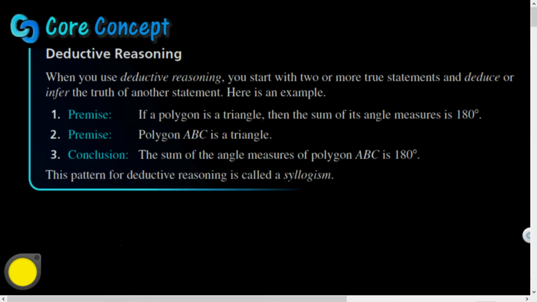And here we are. We're going to start off with this core concept of deductive reasoning. You've probably heard of the verb deduce, right? Like Sherlock Holmes. It's kind of logically combining some ideas. So when you use deductive reasoning, you start with two or more true statements and deduce or infer the truth of another statement. So we combine them. So here's two premises.